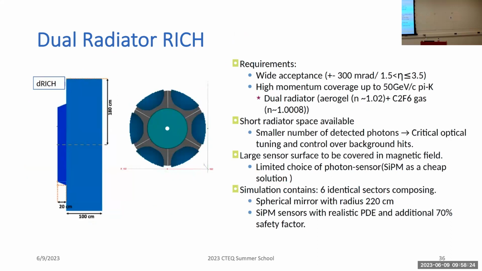The dual radiator RICH, in order to get that large coverage over a wide degree of area, uses both aerogel and a gas, C2F6, chlorofluorocarbon gas, in order to get momentum separation all the way up to 50 GeV. So this will actually produce two rings. It will produce one ring from the aerogel and one ring from the gas.